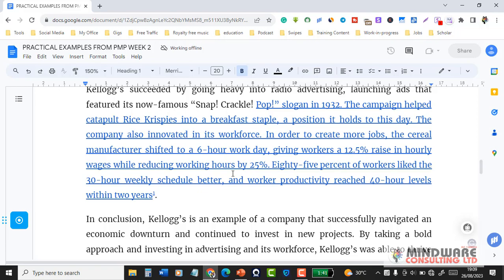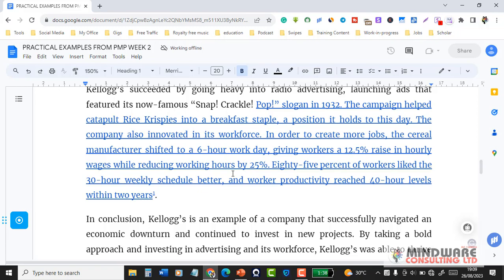The company also innovated in its workforce. In order to create more jobs, the cereal manufacturer shifted to a 6-hour workday, giving its workers a 12.5% raise in hourly wages while reducing working hours by 25%. Can you imagine? It gave them a raise even during that period of depression, and even reduced their working hours. Are you getting it now?